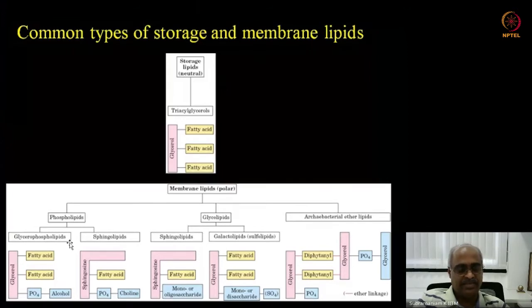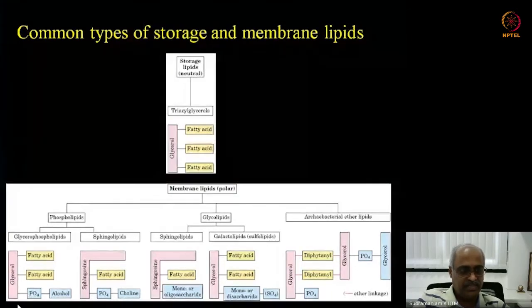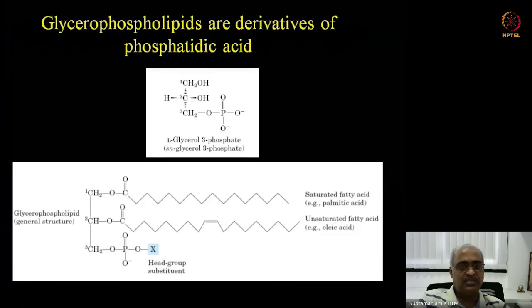Glycerophospholipid, the structure that I just drew, is glycerophospholipid. And there is one more called sphingolipid that also can have a phosphate group. Okay, so we will revisit the glycolipids later. So let us first deal with the phospholipid and understand their structure and then come back to glycolipids. So the phospholipids, the first one is the glycerophospholipid.